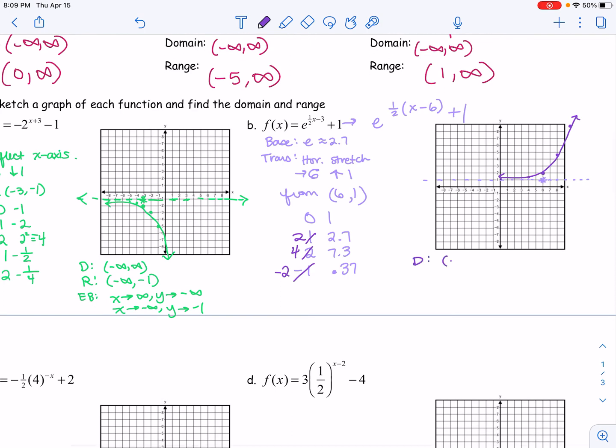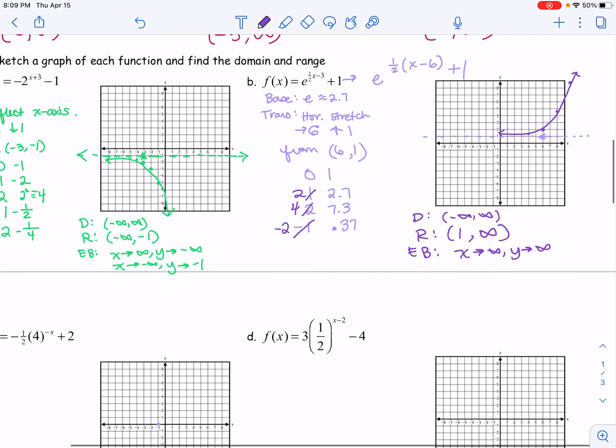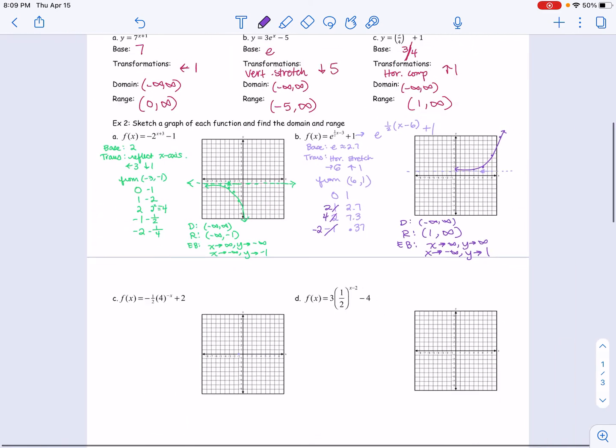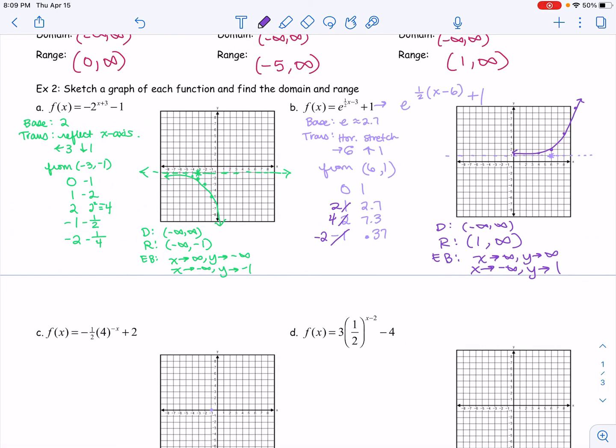Our domain, still negative infinity to positive infinity. Our range, this time from bottom to top, is starting at that horizontal asymptote and going to infinity. And then in behavior, as your x's approach infinity, your y's are approaching infinity as well. And as your x's are approaching negative infinity, your y values are approaching that horizontal asymptote of 1. Okay, this would be a great time for you to pause the video and try the last 2 on your own if you think that you're ready for that.